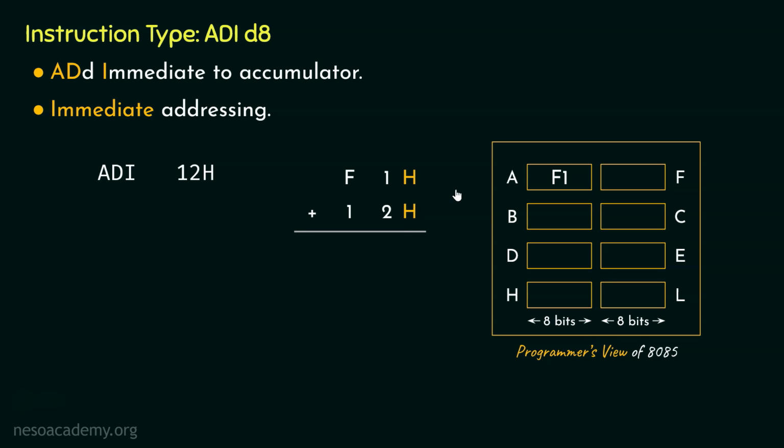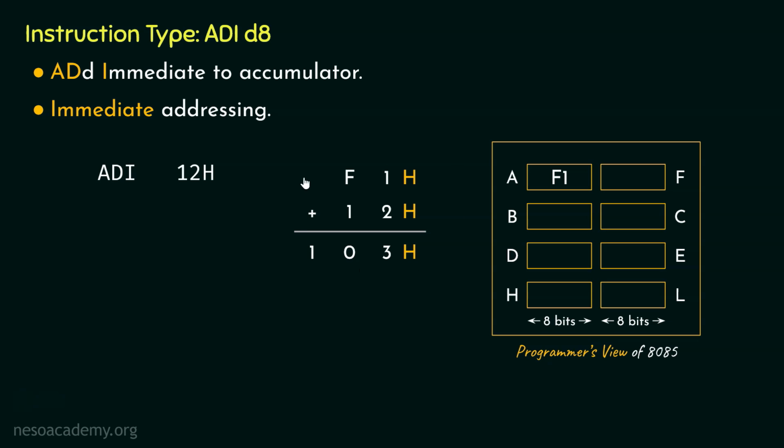Now if we perform the addition, 1 plus 2 will give us the result 3. And what about F plus 1? I hope you remember the shortcut trick for this. If we add anything with F, that is the largest hexadecimal symbol, in the result we will have 1 less than the addend. So the outcome of this is going to be, at first we will have a carry and the sum is going to be 0.